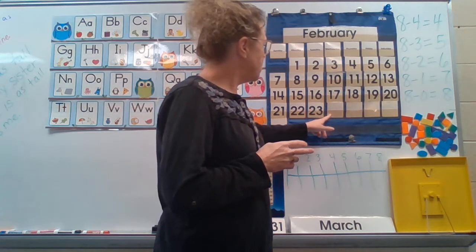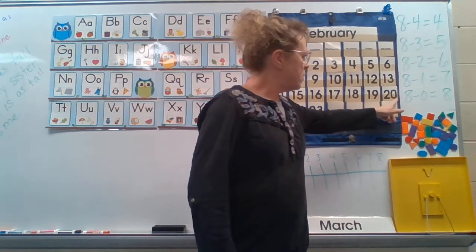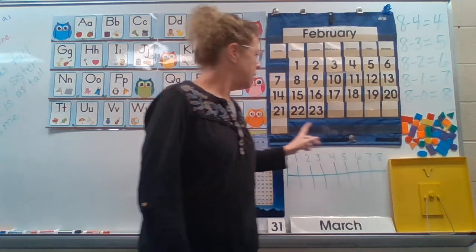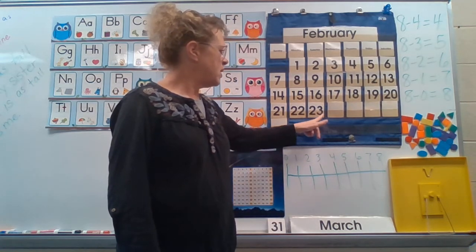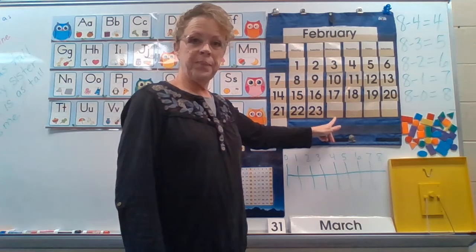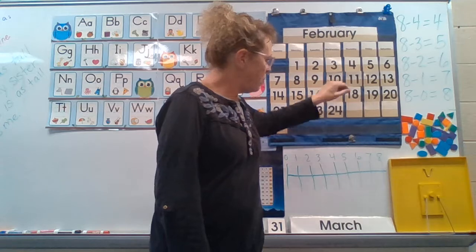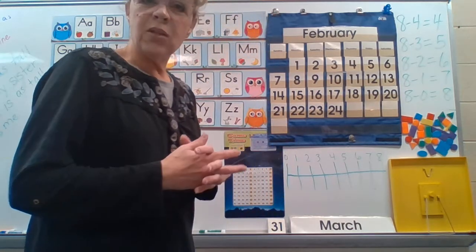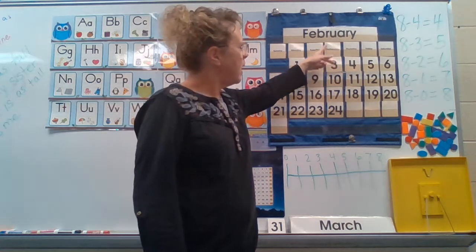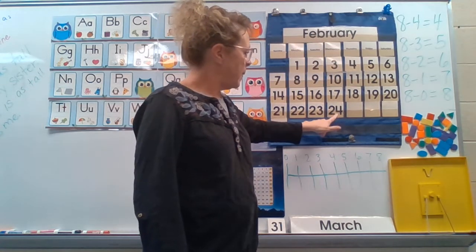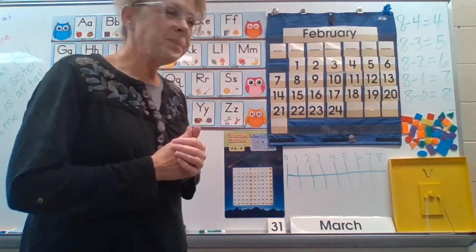So let's see, what number do you think might be here? There's 20, 21, 22, 23. I would think 24, if that's what you thought. You are correct. So let's say the date today. Today is Wednesday, February 24th, 2021.